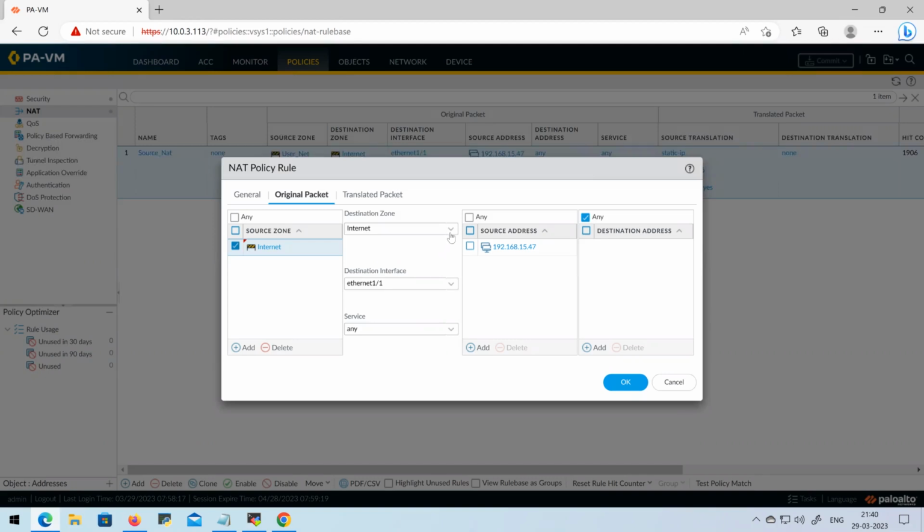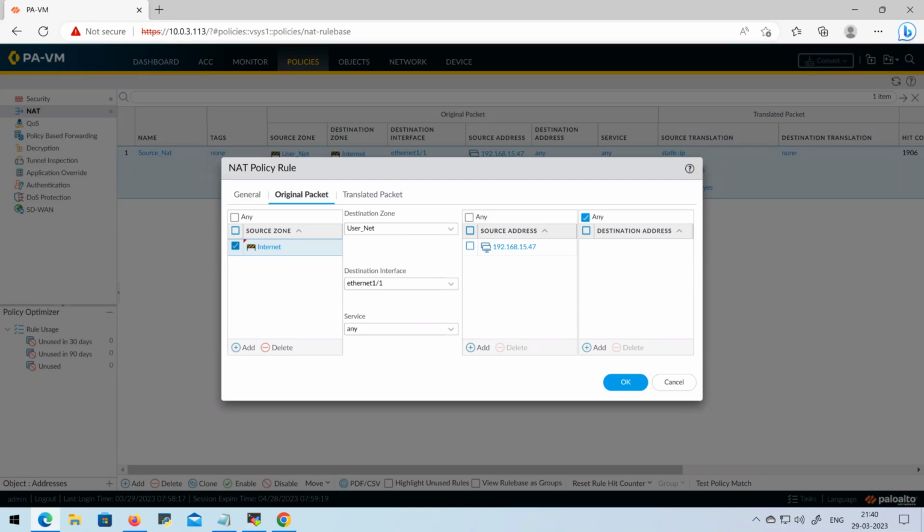Should be internet, right? Let's start with the understanding. We'll get there. Fine. Okay, so in the original packet, the source zone will be internet and the destination zone will be usernet, right, Pradeep?